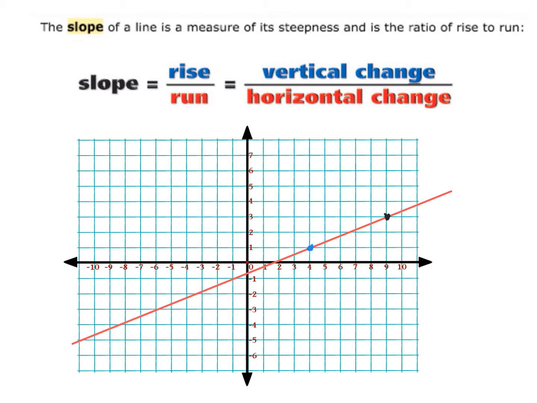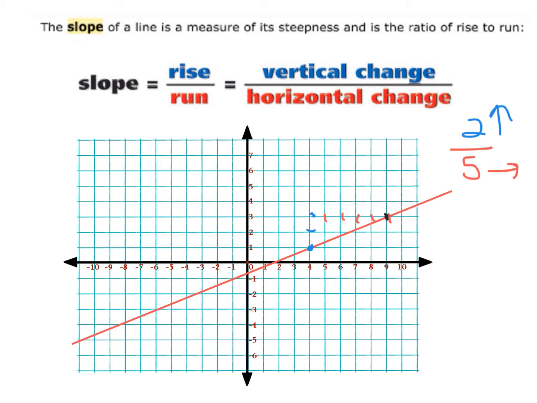So I need to figure out how far I go up, or my rise, and then how far I go over, or my run. So I'm going to start at my first point down here and figure out how much I went up to get to my point, or how much I rose. So that's 1, 2. So my rise is 2. Now, how far did I go over? Well, 1, 2, 3, 4, 5. I went over 5. So my slope would be 2/5, or 2 over 5. My rise over my run.